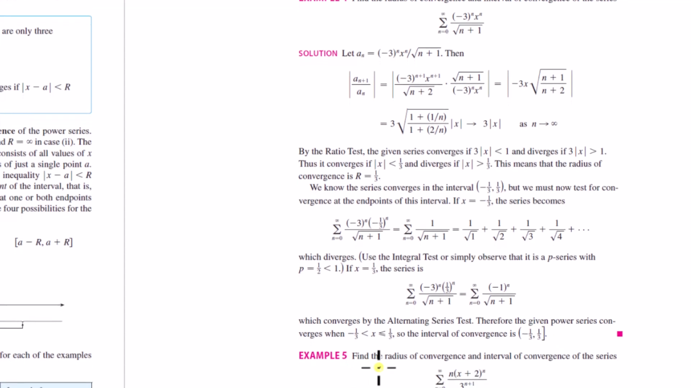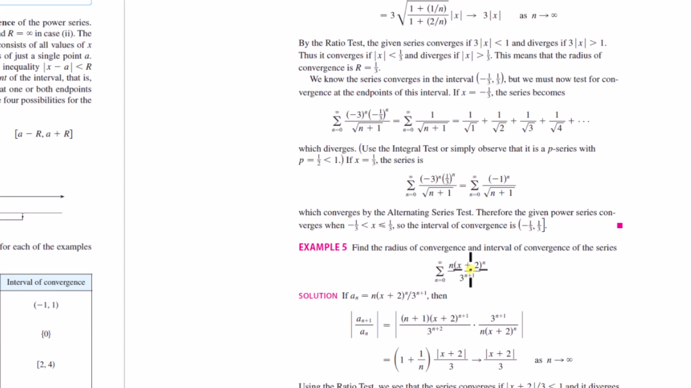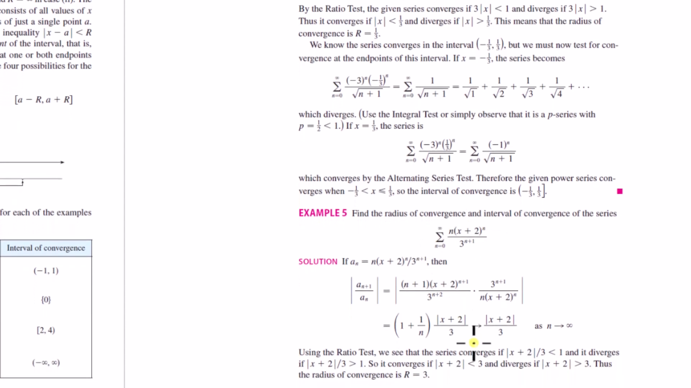Okay, here's another example. Find the radius of convergence and the interval of convergence. So they do the ratio test, and as n goes to infinity, the absolute value of a sub n plus 1 over a sub n approaches this. Solve for what values of x this is less than 1, because it's the ratio test. And they get that the radius is equal to 3, and it's centered at -2, right?